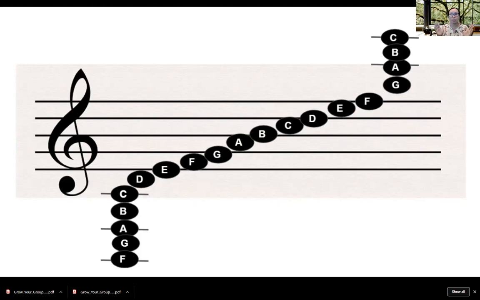We are going to use landmarks, and that is going to fast track everything and make it so much easier for us to learn where all the notes are in relation to each other.